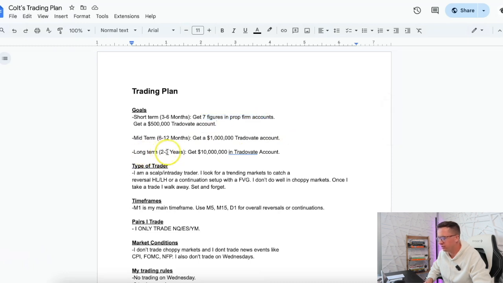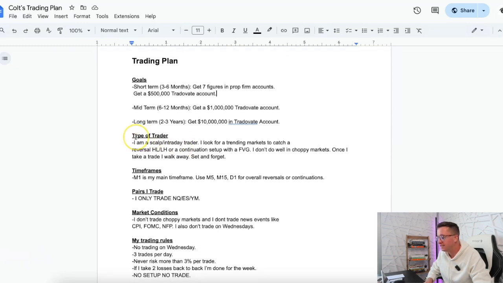Long-term goal, these are like 2 to 3 year goals. That's to get $10 million in my Tradovate account. So that's just growing my account from where it's at now to $500,000, then to $1 million, then $10 million. And those are like my main goals that I'm focused on within my trading account.